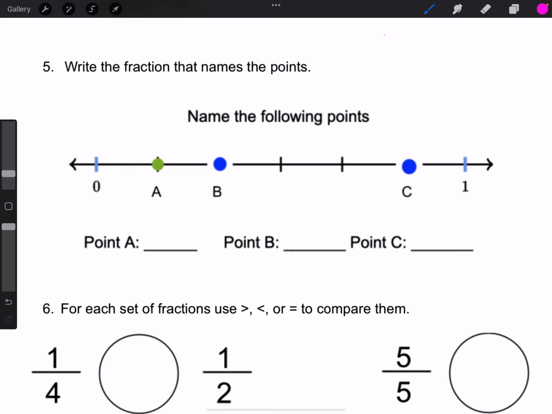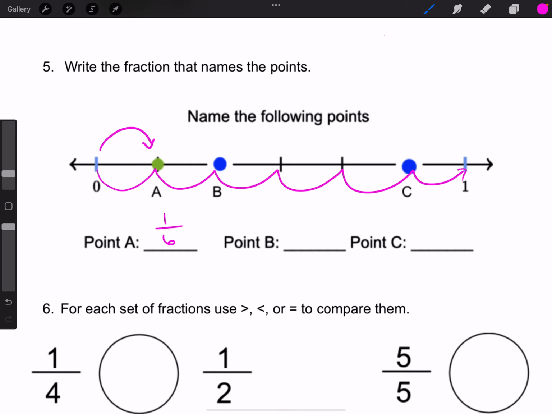The easiest way for the kids to do this one, what we practiced a lot in class, was I can count how many pieces there are. So point A is just one piece of how many? Well, there's 1, 2, 3, 4, 5, 6 pieces. So it's 1/6. Now that would help me on the other ones.